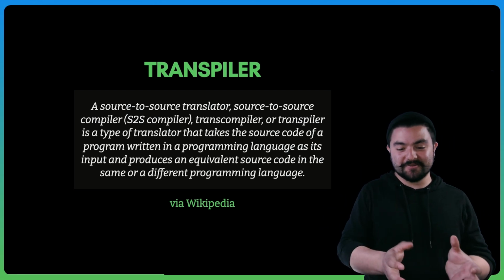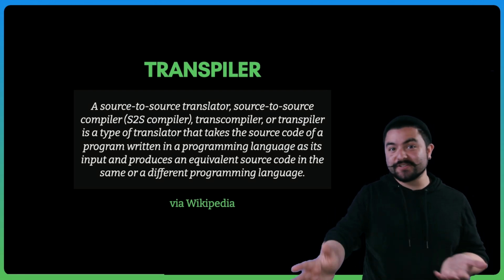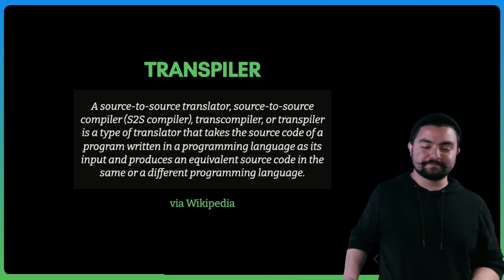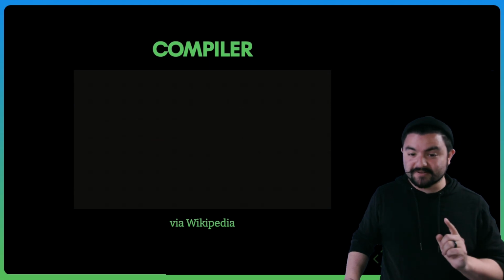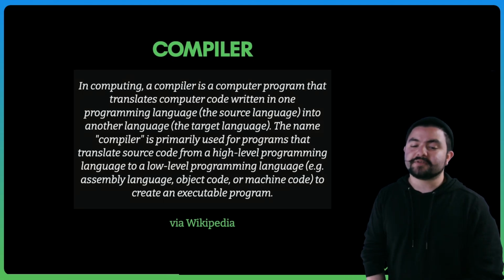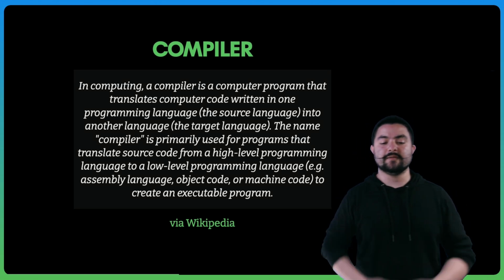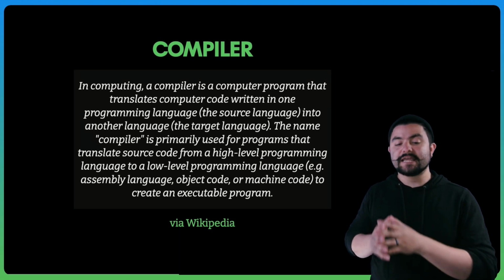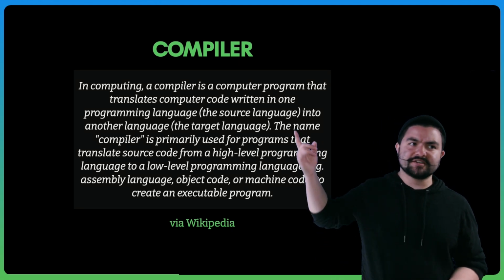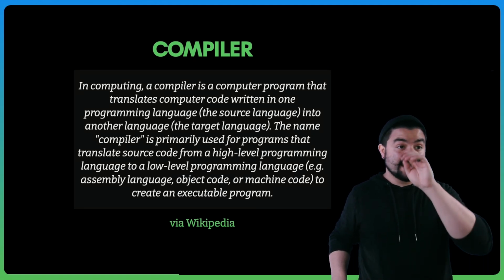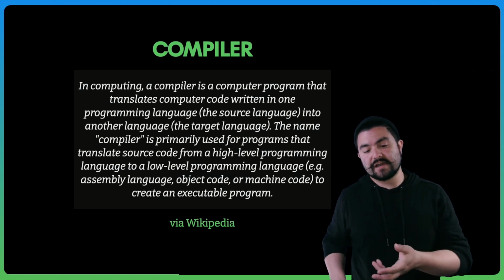You write TypeScript code. The TypeScript compiler just turns it into JavaScript, essentially by removing all of the extra TypeScript stuff that you added onto it. But let's also define compiler so we can compare and contrast the two. So in computing, a compiler is a computer program that translates computer code written in one programming language, the source language, into another language, the target language. So that definition right there kind of is what the TypeScript compiler is doing. The source language is TypeScript. The target language is JavaScript.